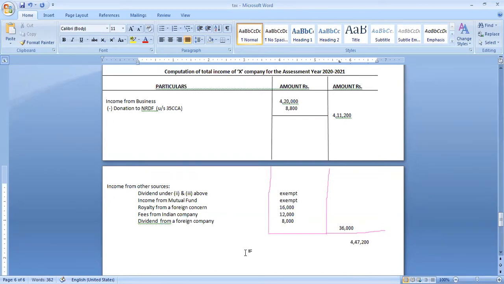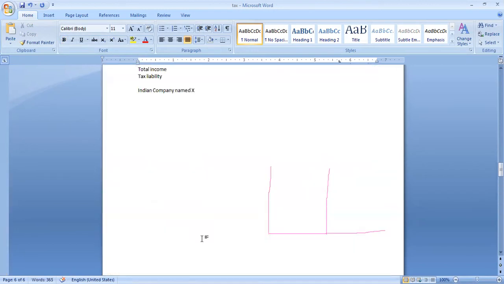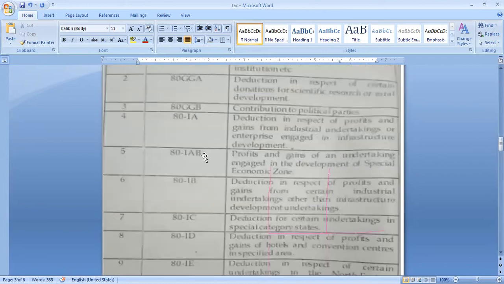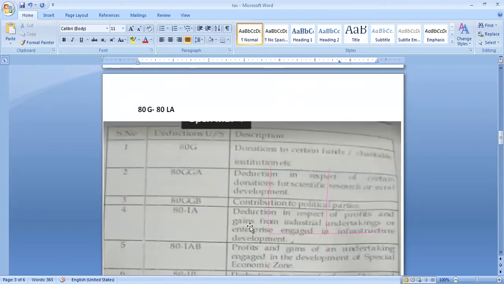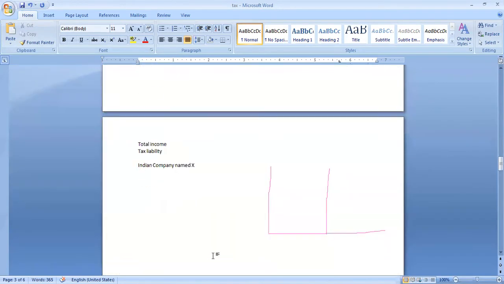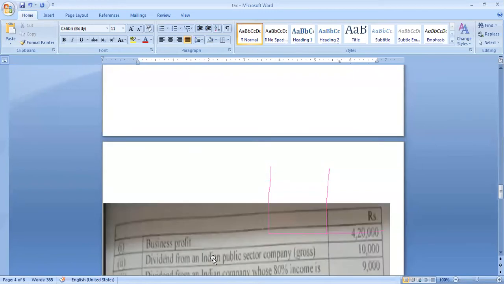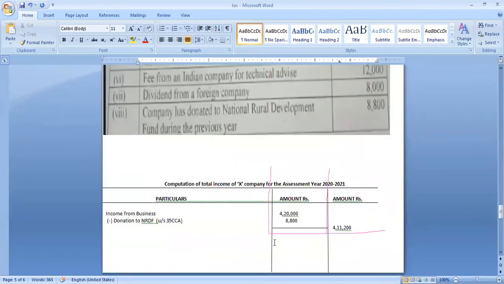What is this? This is gross total income. See, from this one, what you have to see is, I mentioned earlier, these are the deductions. If at all any of these are included in the problem, you have to allow them as deductions. But no deductions are given in the problem, except NRDF. Hence this is not required, but you have to mention it.